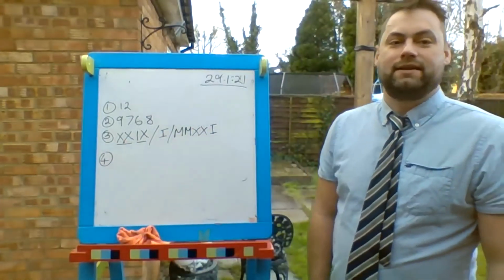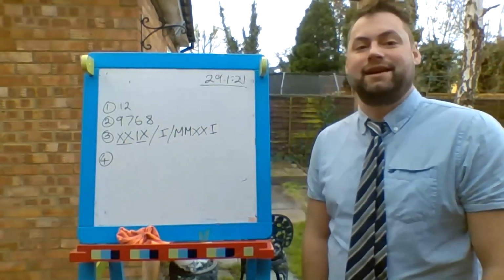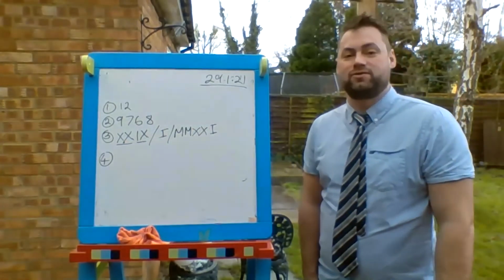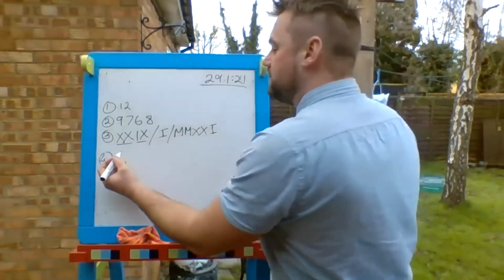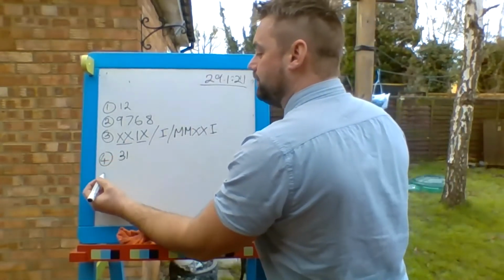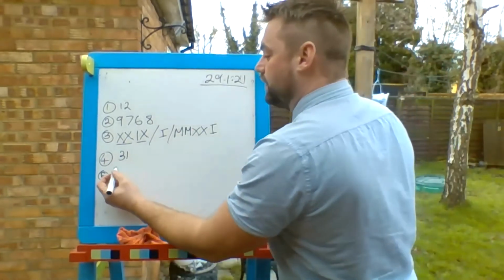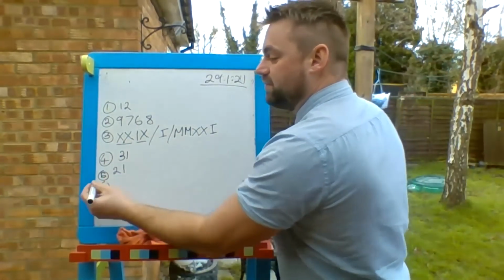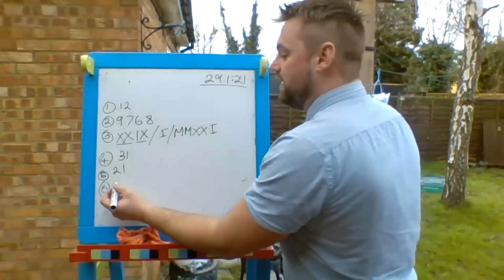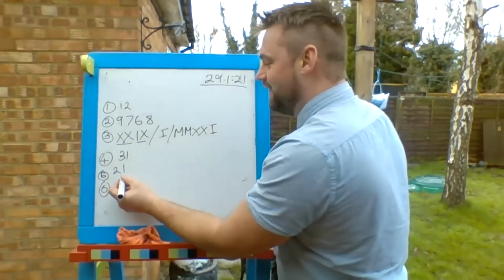What number is next in the sequence below? So we've got 16, 19, 22, 25, 28. It's going up in 3s. So our next number is going to be 31. Question number 5, 3 times 7 is 21. Question number 6, 66 divided by 6 is 11.